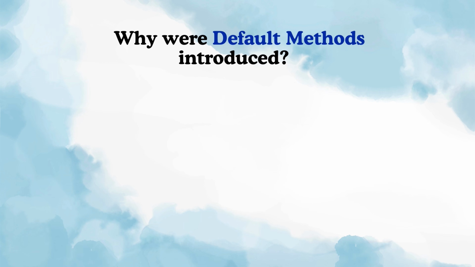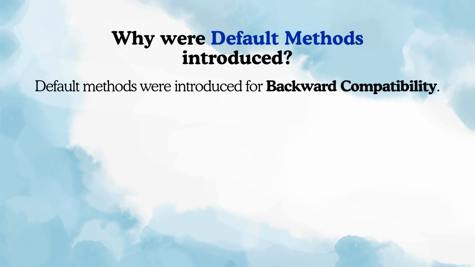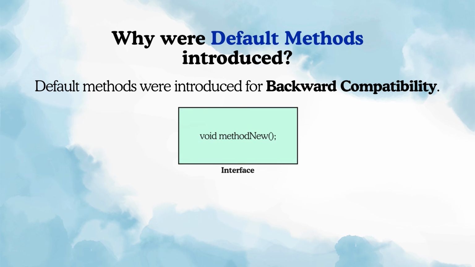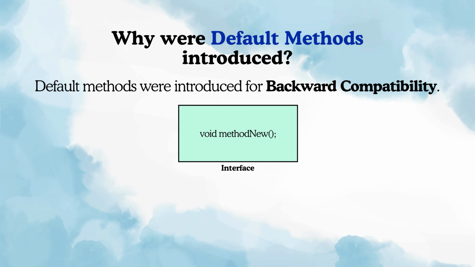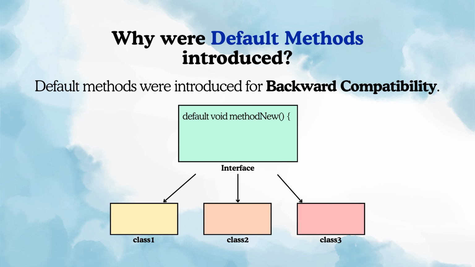Now why was the default method introduced? What is the need for it? Default methods were introduced for backward compatibility. Before Java 8, if a new method was added to an interface, all the implementing classes were forced to implement it. Otherwise, the code would fail to compile. But now, with default methods, we can provide an implementation directly inside the interface without breaking the existing code.